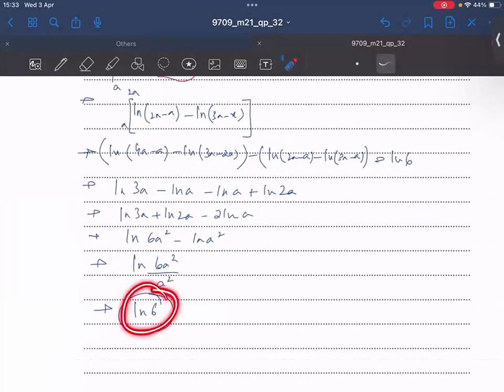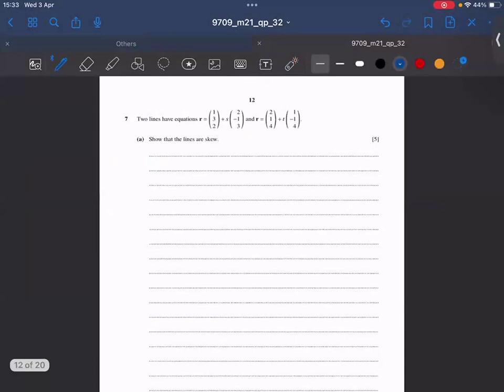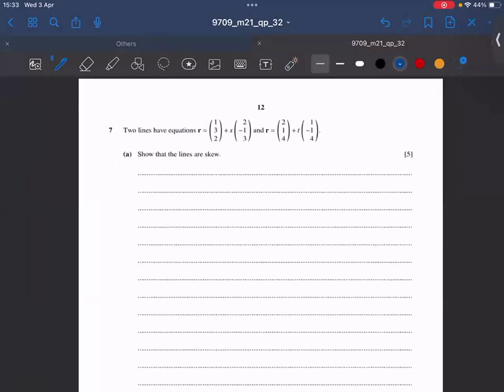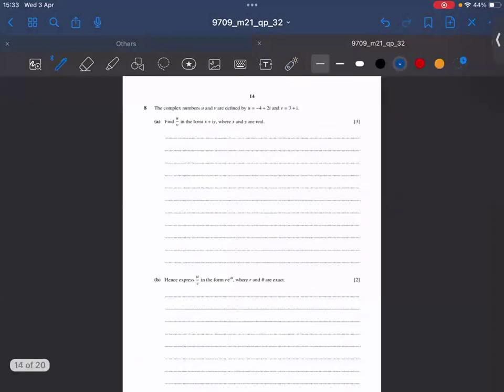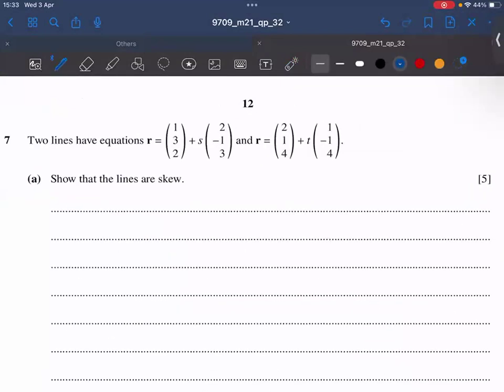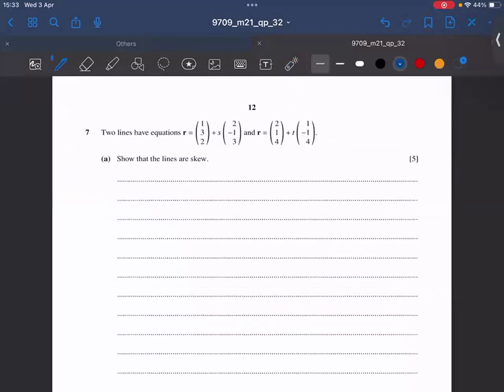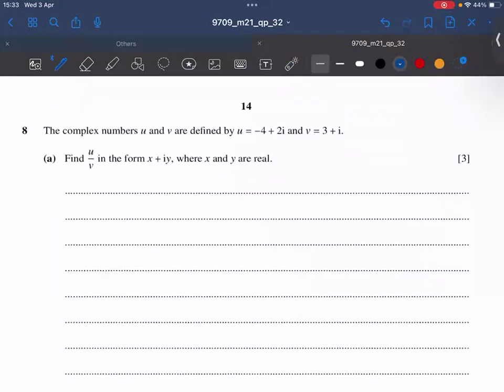All right, ln 6. Mr. Bilal? Yes, sir. Okay, we'll be doing this vector question at the end. Let's just do question 8 first.